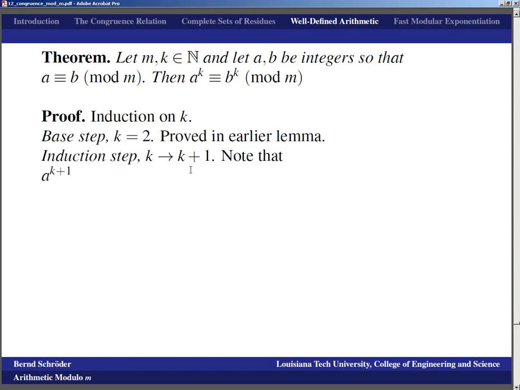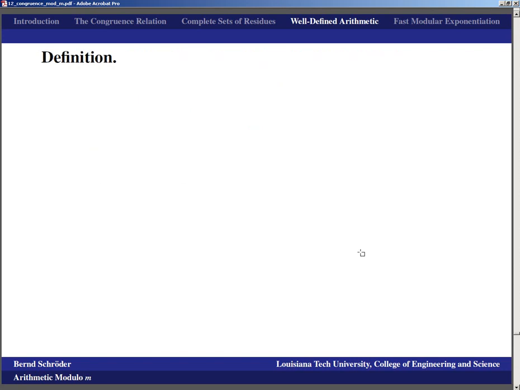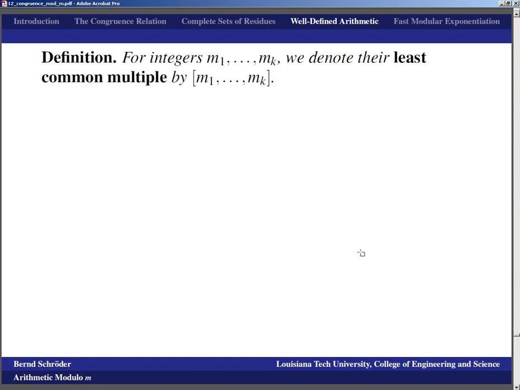And if we take the induction step from k to k plus 1, we note that a to the k plus 1 is, of course, a to the k times a, which is b to the k times b, because a to the k is equivalent to b to the k, and a is equivalent to b. And that's b to the k plus 1. And that's all modulo m. Note that in the middle, even though it is very tempting and often happens that I will say equal rather than equivalent modulo m, it's all in equivalence modulo m here. Okay, and that concludes the proof that exponentiation or powers are well defined.